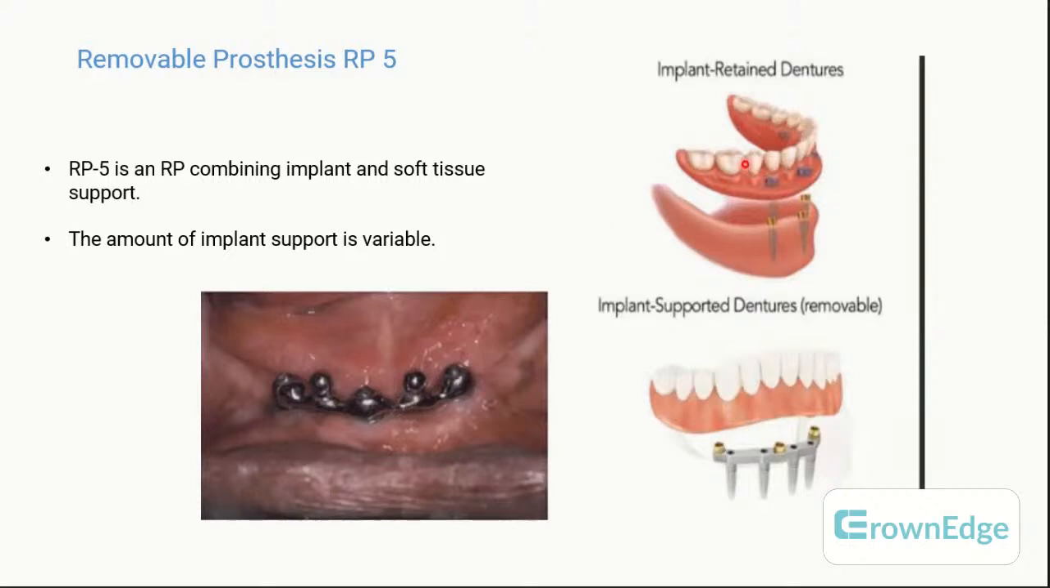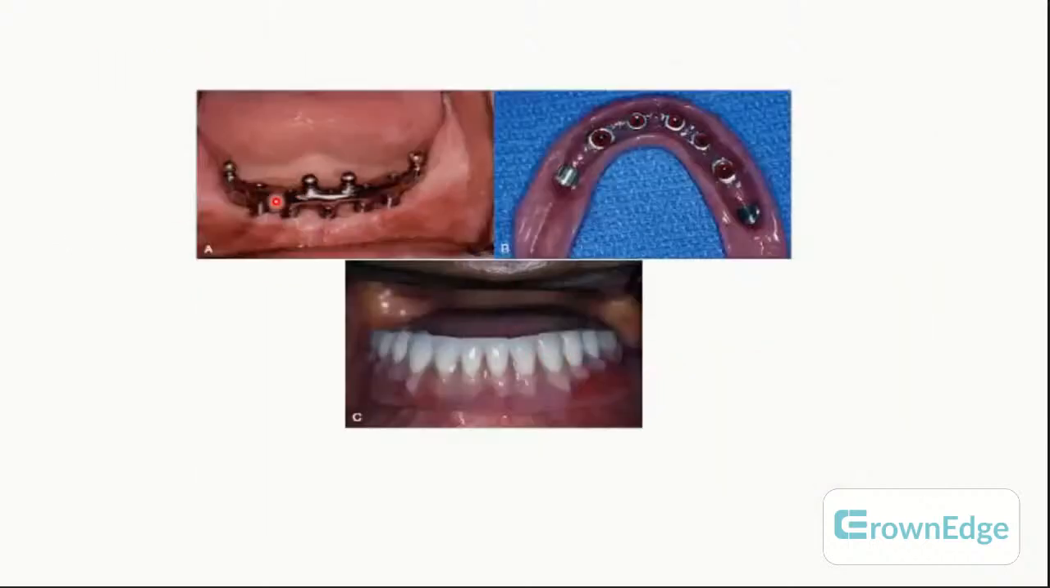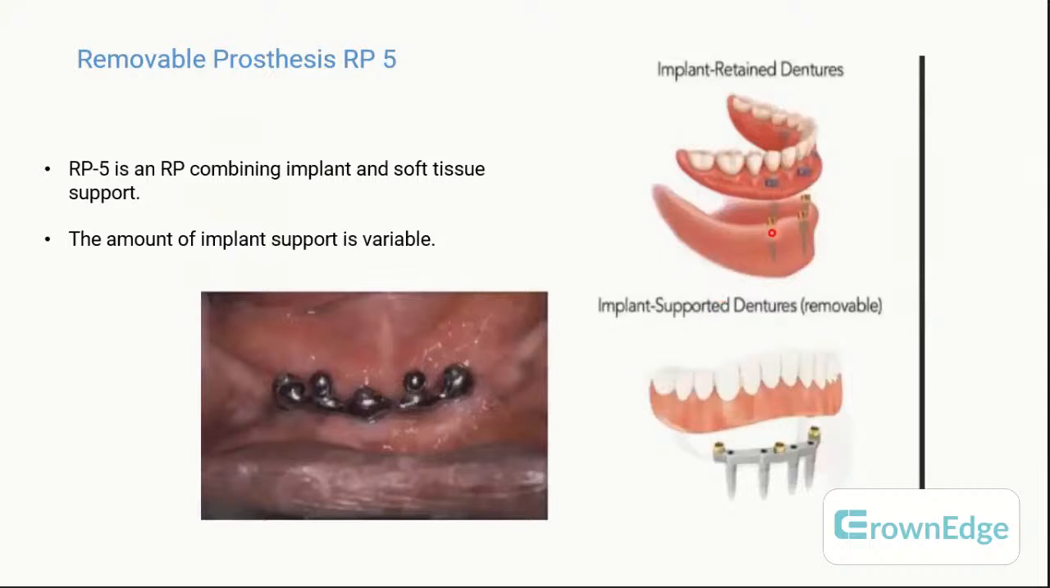So as you can see here, the denture is used in which the implants are being placed on top of it. It will still have a nice snug fit on top of your mandible. It can also be given in cases of your maxilla. What you have to understand about the difference between RP4 and RP5 is, in case of an RP4, you require more number of implants. In RP5, you can still do it with 2 or 3 implants.